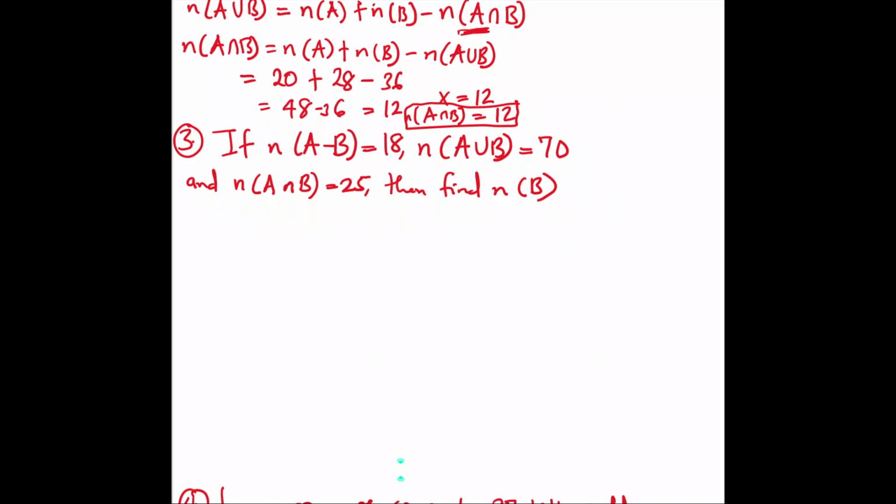So now let's do number 3. Number 3 says, if n(A minus B) is equal to 18, and n(A union B) is equal to 70, and n(A intersection B) equals 25, then find n(B). So we are still going to use the same formula, but first of all I'm going to draw the Venn diagram.